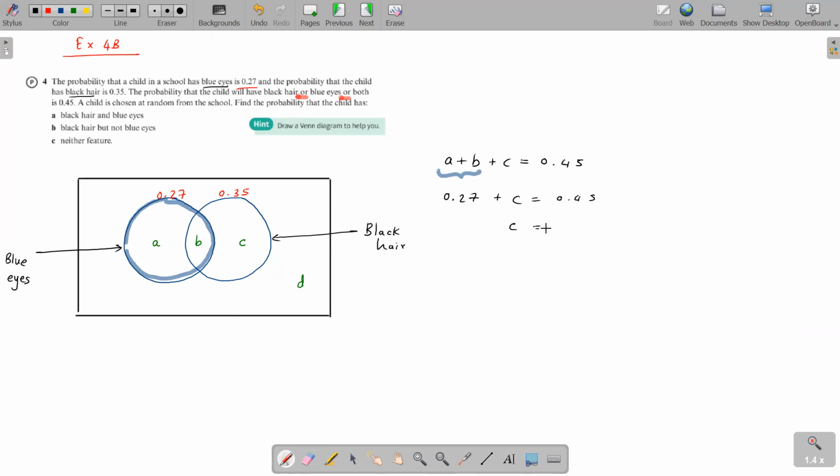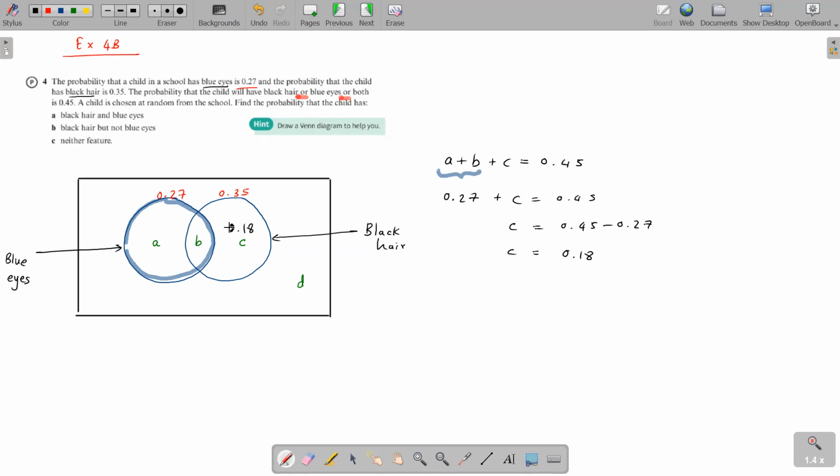And then you can get the C value as 0.45 minus 0.27. Can you guys see? 0.45 minus 0.27 is 0.18, right? So the C region is 0.18.